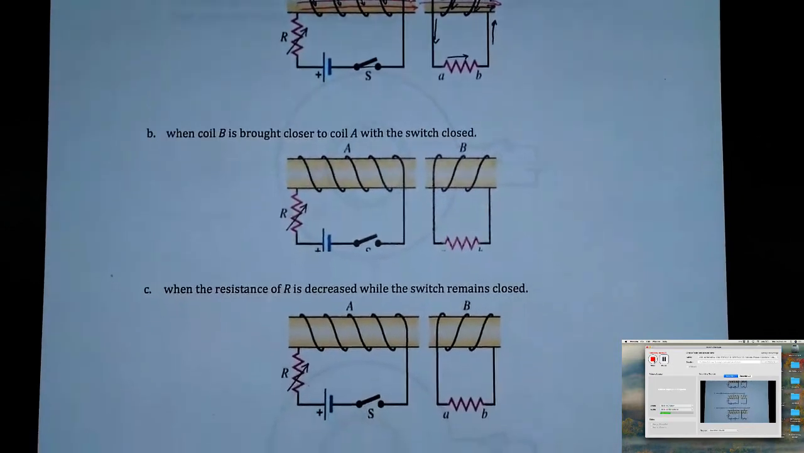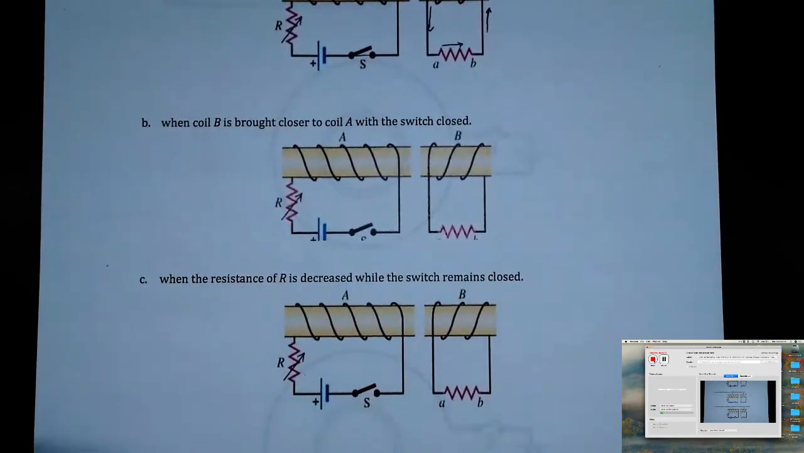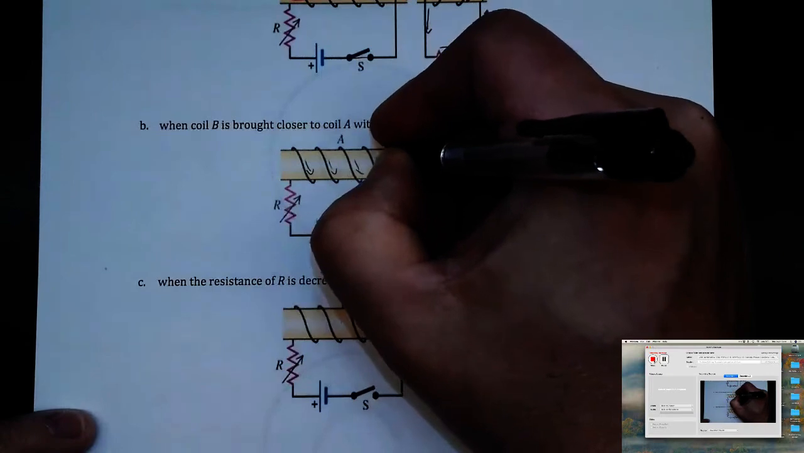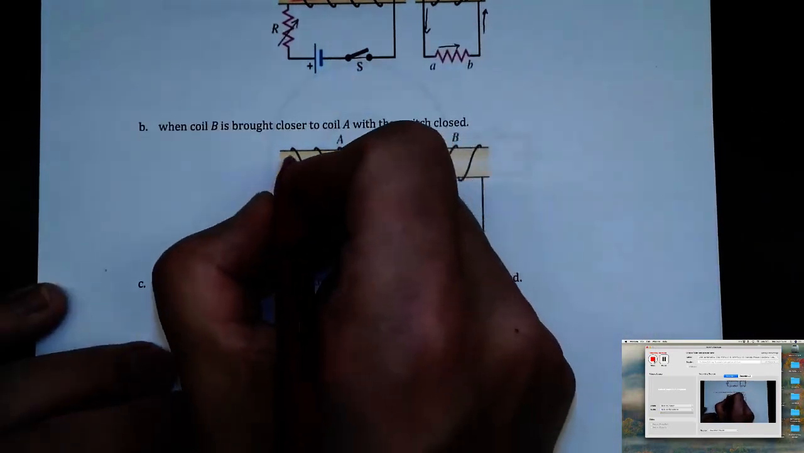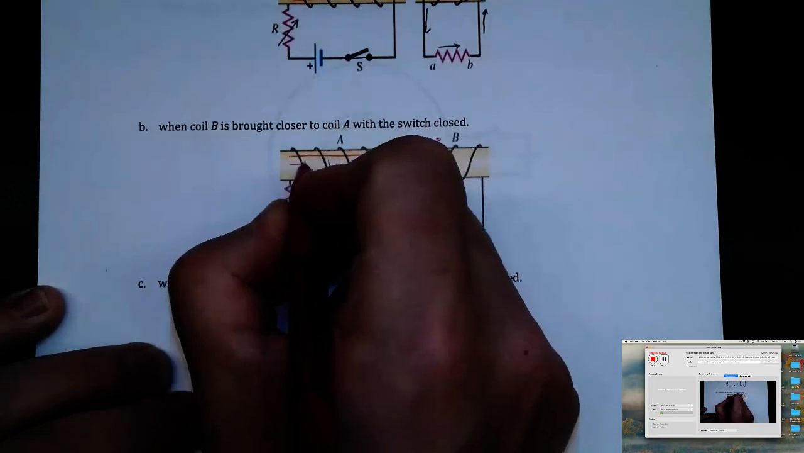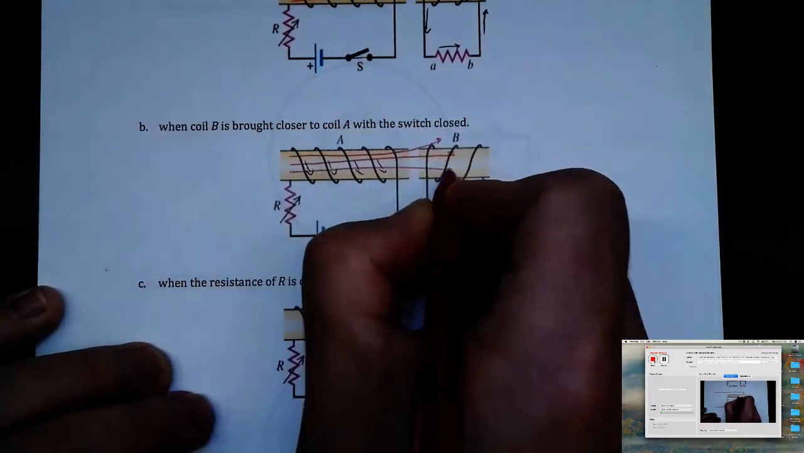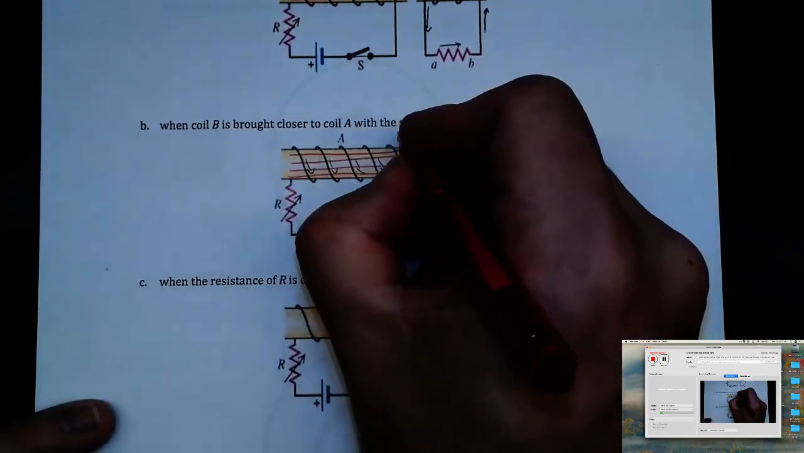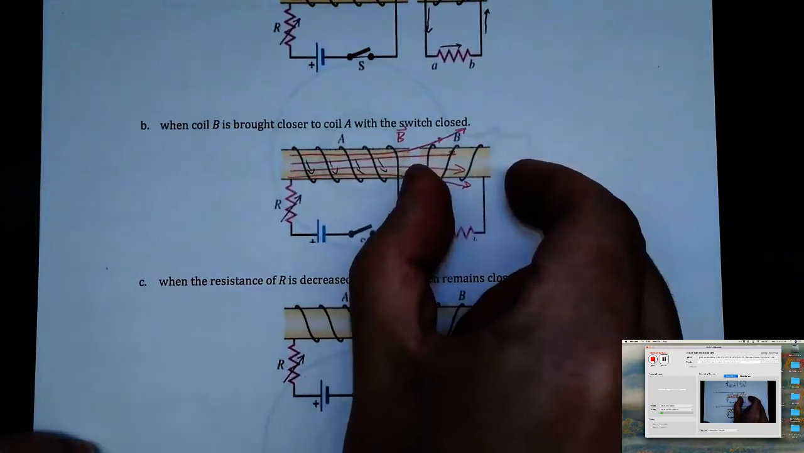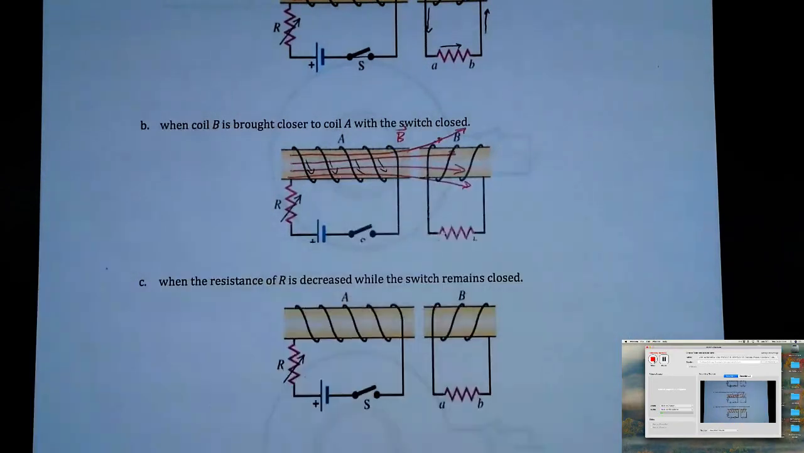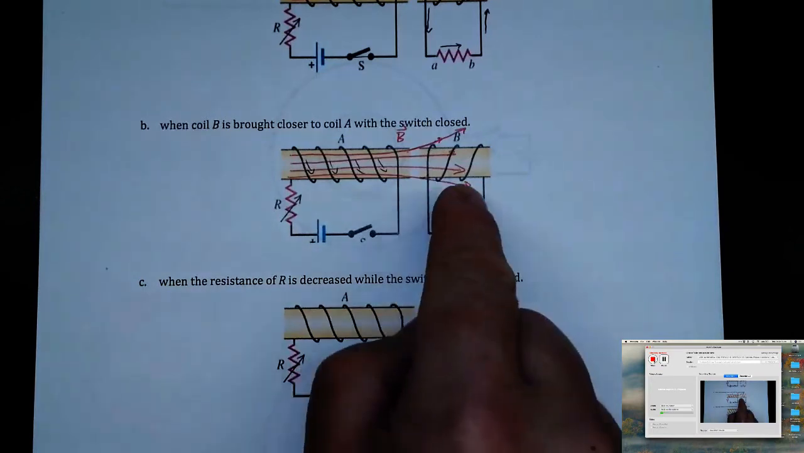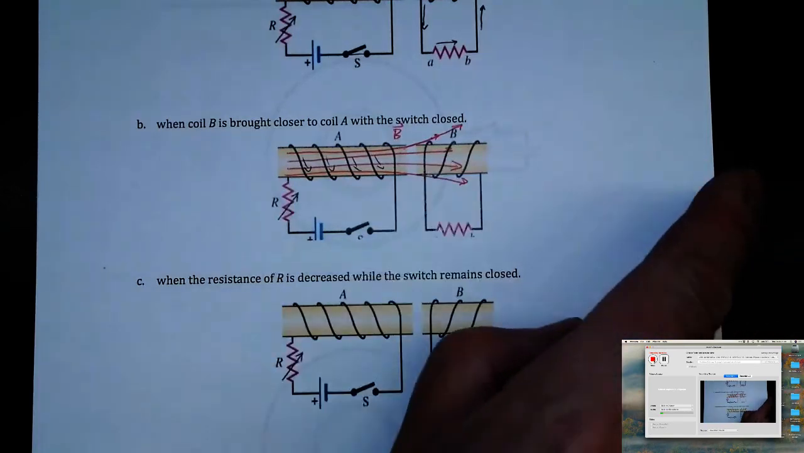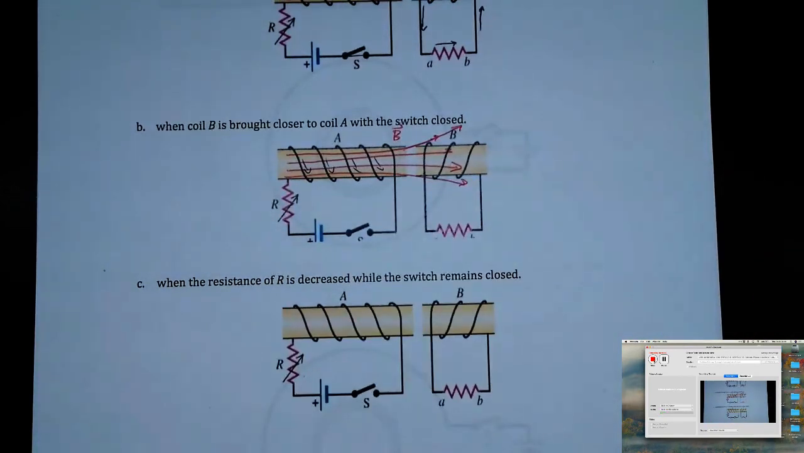Scenario 2, when coil B is brought closer to coil A with the switch closed. Well, we've already done the reasoning about this. This produces a magnetic field in here, and just like a bar magnet, that magnetic field gets weaker with distance. So if we draw these field lines spreading out, and I bring this piece of the system closer, the external magnetic field from the other coil that this one is experiencing is pointing to the right, and it's getting stronger, and that's a change in magnetic flux.